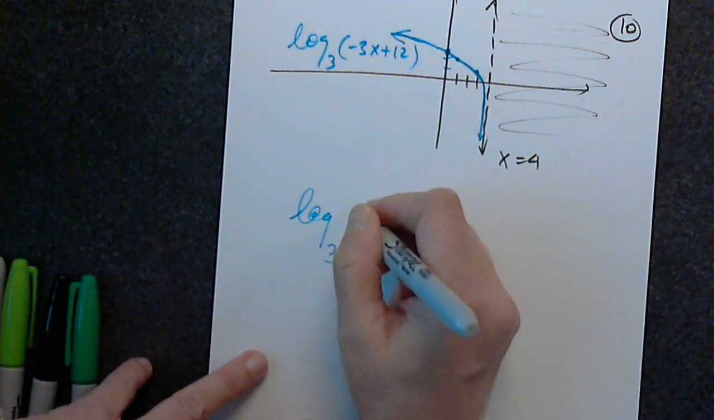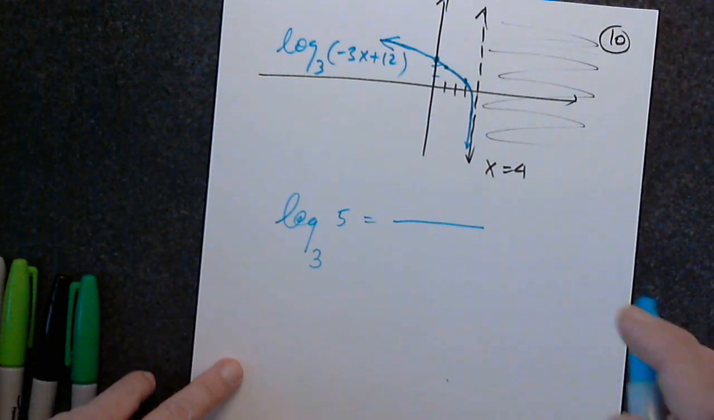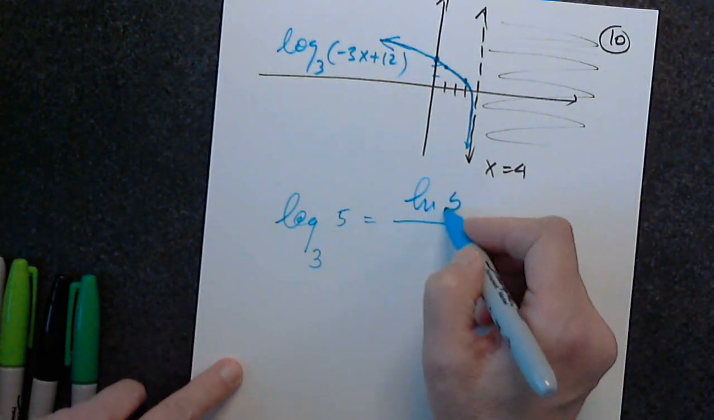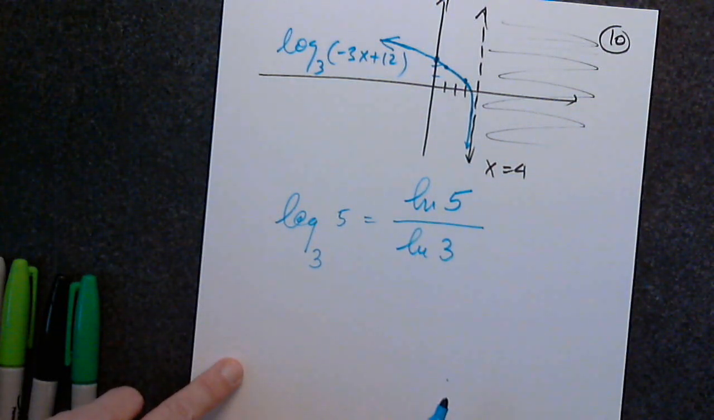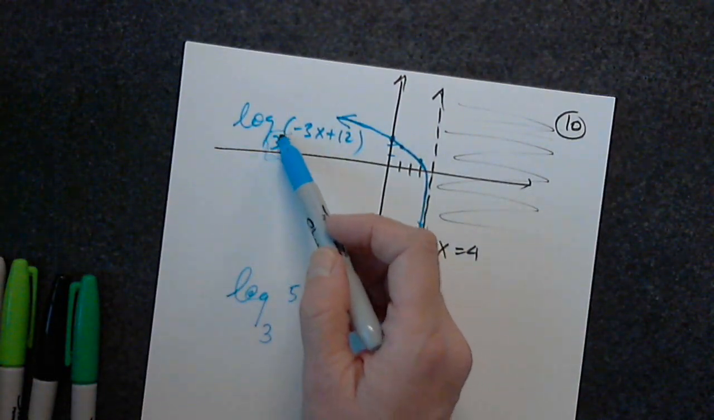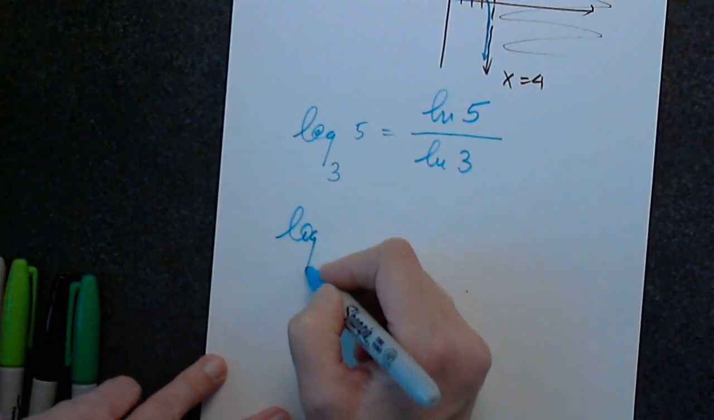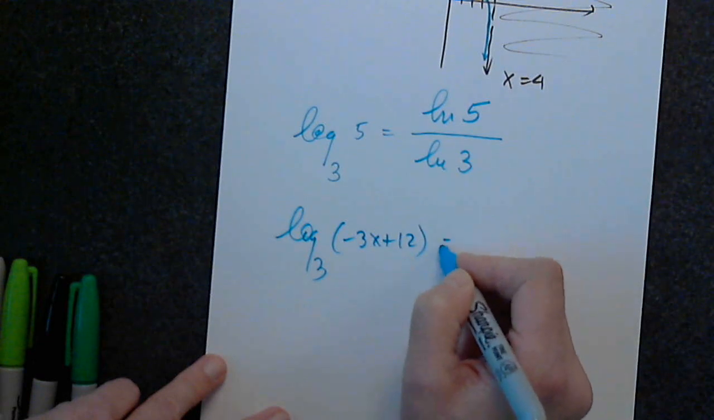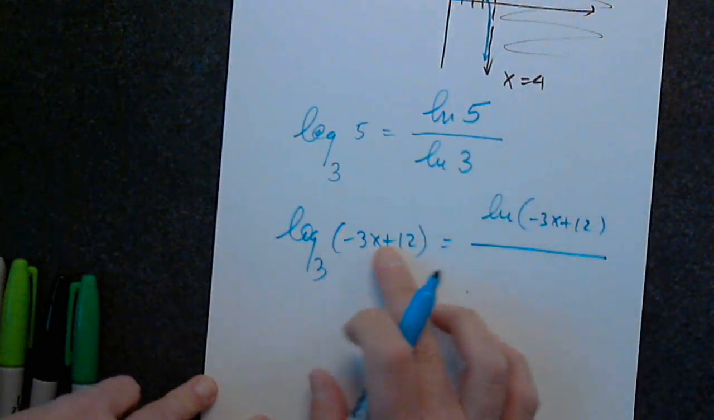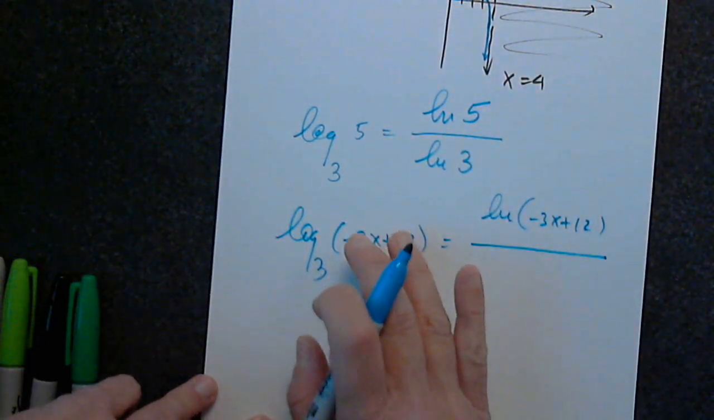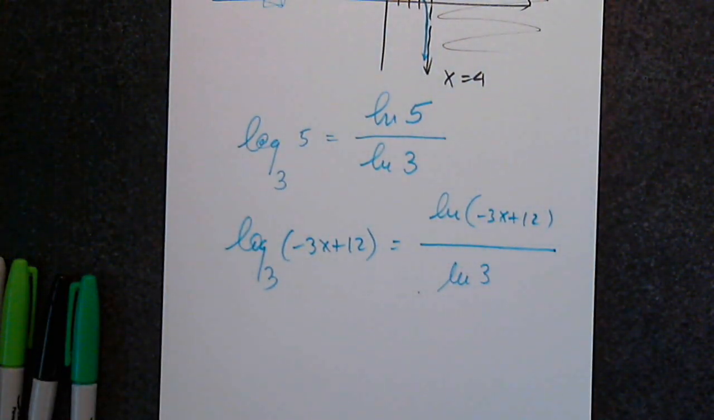So log base 3 of 5 can be determined using either base 10 or natural log. It's natural log of the number over natural log of the previous base. So if I don't have the feature to put in whatever base I want, I will change this function, log base 3 of negative 3x plus 12, into natural log of negative 3x plus 12, natural log of the function inside over natural log of 3. And I'll show you that we get the exact same numbers.